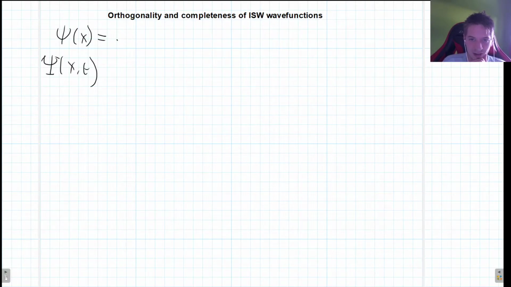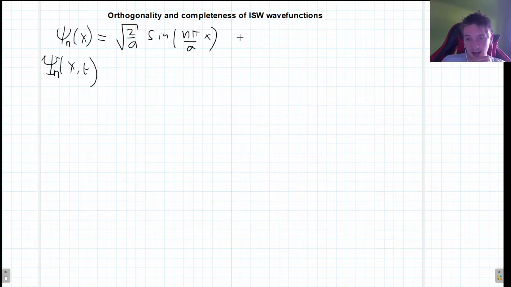Well, we saw that the form of these wave functions is going to be square root of 2 over a times sine of n pi over a times x. A here is the length of this square well, and since there's an n dependence, we're going to have to put an n down here, right? Because there are going to be several allowed states, and each one of those is going to have an energy level, En, which is just going to be n squared pi squared h bar squared divided by 2ma squared.